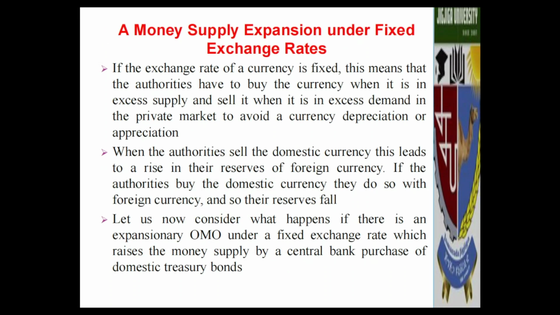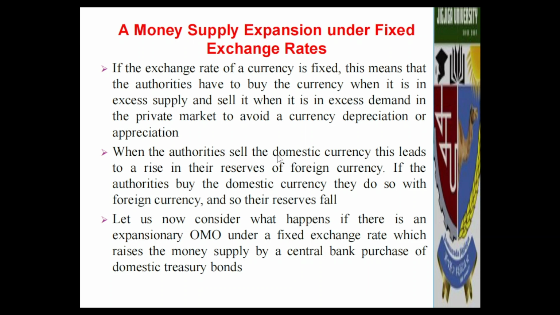So the money supply expansion under a fixed exchange rate. How is money supply expansion under a fixed exchange rate determined? If the exchange rate of a country is fixed, if it's not floating, this means that the authorities have to buy the currency when it is in excess of supply, and sell it when it is in excess of demand, in the private market, to avoid currency depreciation or appreciation.